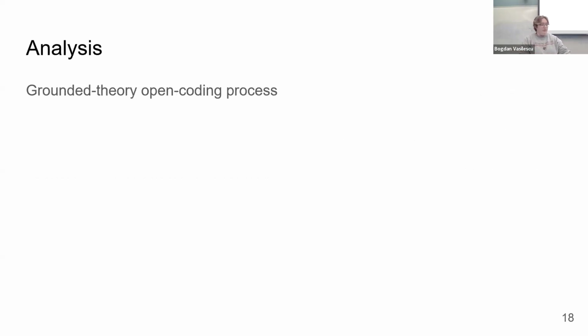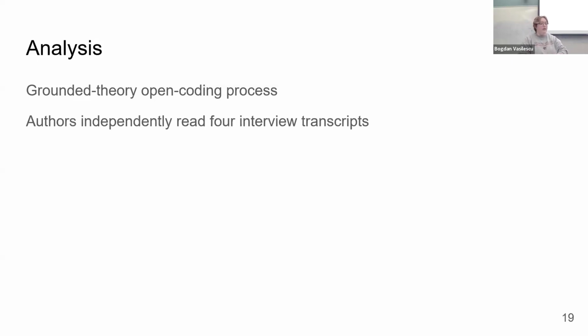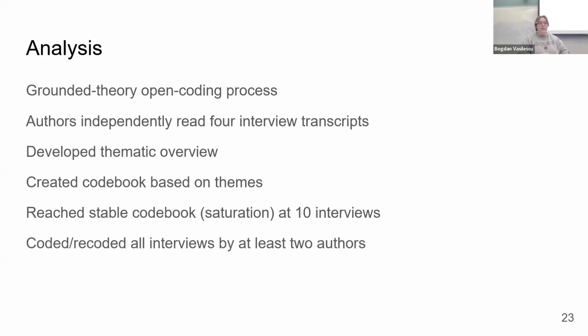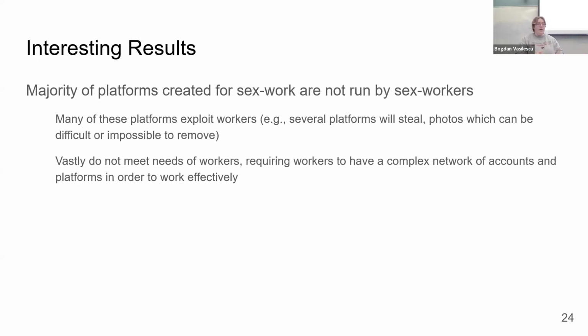So for the analysis, they did a grounded theory open coding process, similar to the previous paper we just discussed. The authors independently read four transcripts to develop a thematic overview and start building a code book. They reached saturation after about 10 interviews, and then they went and recoded all those interviews to fill out the code book.